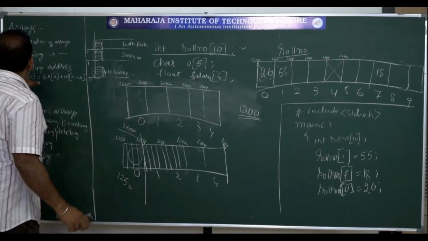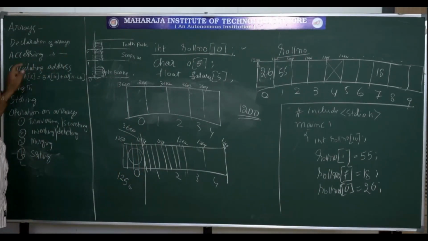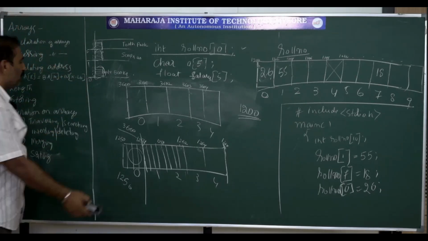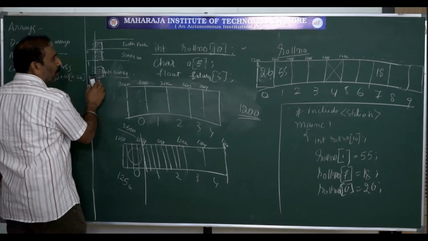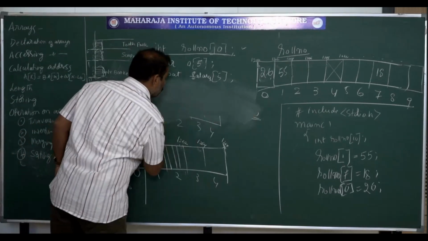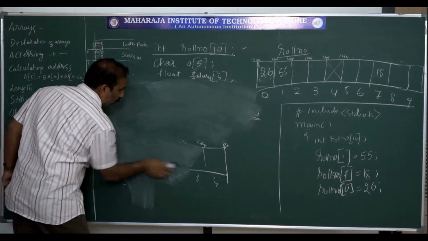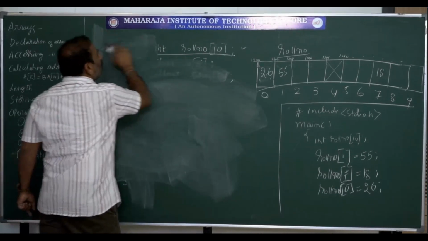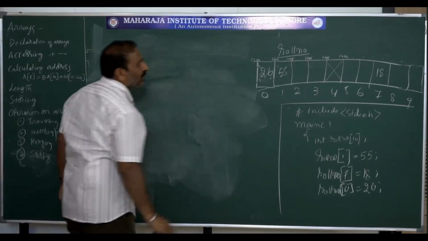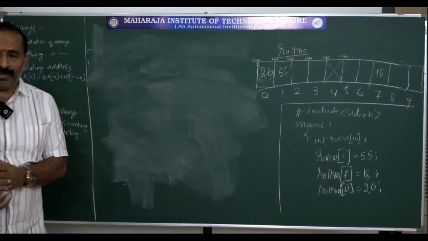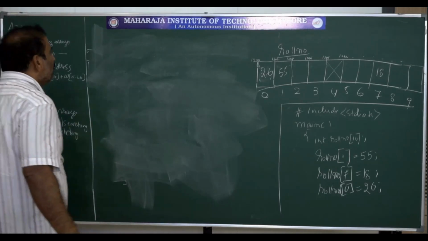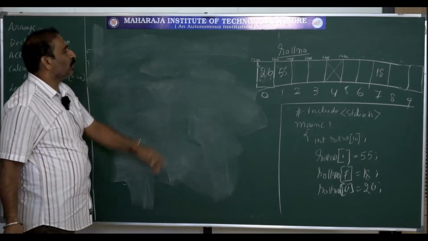Right? Next, the next possibility is actually calculating the address. Calculating the address, now it's very easy for you. Right? Say for example, calculating the address may not be so much requirement in your programming languages. It is required only in some exception cases. Anyway, that is there in your syllabus. Let us try to do that.